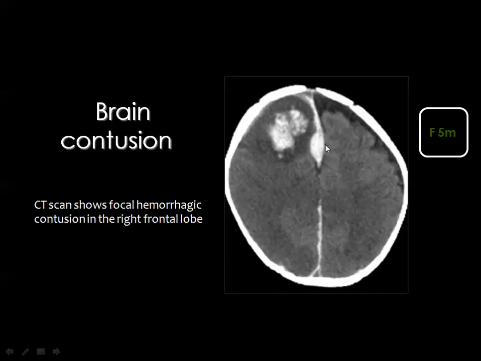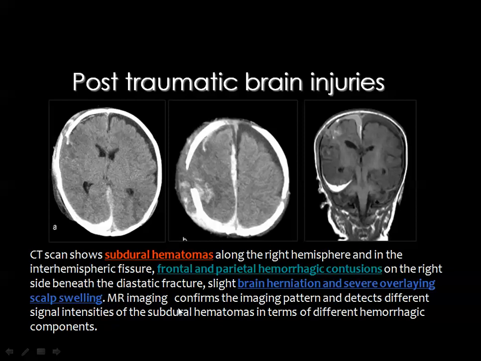Then whenever you see hemorrhage in the falx, hemorrhage in the tentorium, then you know that this hemorrhage is located in the subdural space. And of course, you can appreciate that there is a swelling of the cerebral hemisphere, which is relatively hypodense compared to the normal one, and this is due to associated brain edema. And this is hemorrhagic contusion of the right parietal lobe.